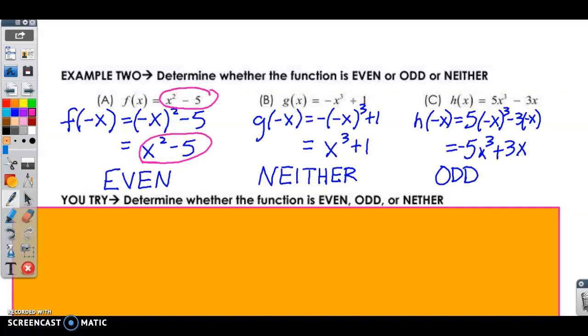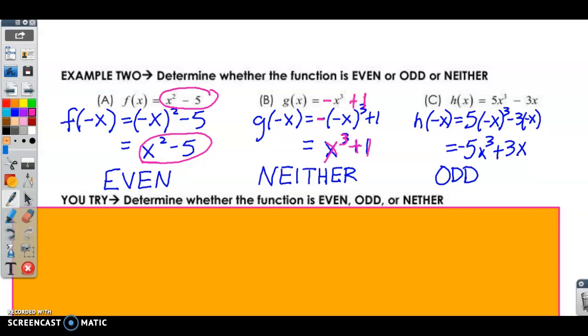Now when I plug a -x in for B, I have to cube it, and then there's a negative in front as well, which keeps this positive x cubed. This is a positive x cubed plus 1, but the original function is negative x cubed, and it's plus 1. So the sign of the entire function has not changed, just the sign of one term. So it's neither even nor odd.